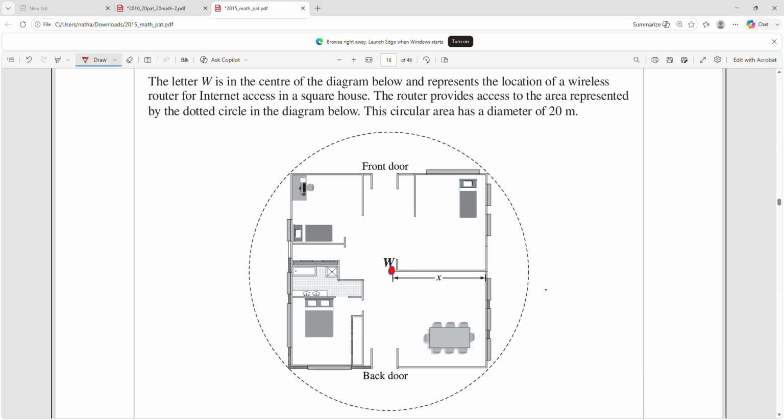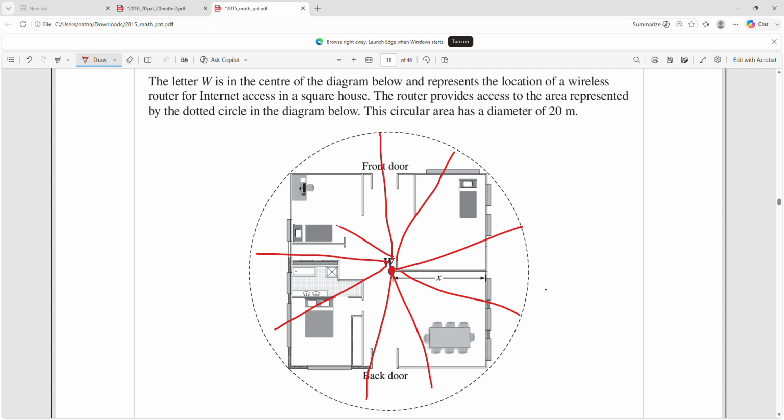And represents the location of a wireless router for internet access in a square house. Here's our square house. The router provides access to the area represented by the dotted circle, so that Wi-Fi can reach out to here, it can reach throughout the whole house and even a little bit outside of the house. So if you sneak up, hang out by the back door, you can use this Wi-Fi.